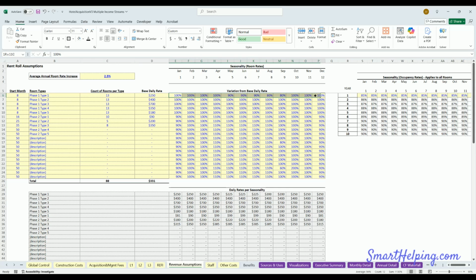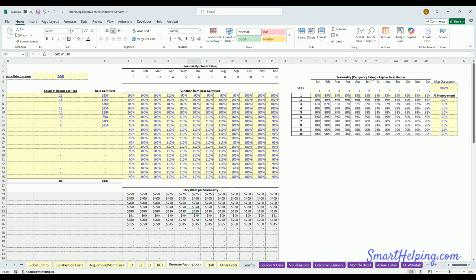So you define a percentage variance there. And all this means is 100% means 250. 90% means 90% of 250. 110% would mean 10% more. And you see the daily rates per seasonality. It's all calculated right here to show you, as you change these, what actual number daily rate you are getting for the given month. Then you could adjust for seasonality here or occupancy separately.